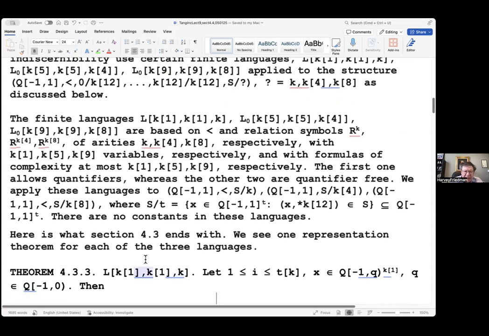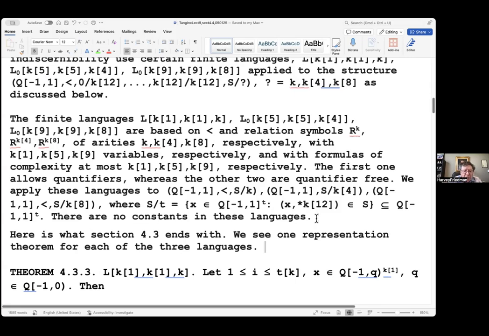And how do you take pieces of a K12-airy relation S? The pieces are defined: S/T is the set of all T-tuples such that when you extend it to become a K12-tuple, by repeating the last term forever to fill it out to the right length, it's a member of S. Now, there are no constants in these languages.